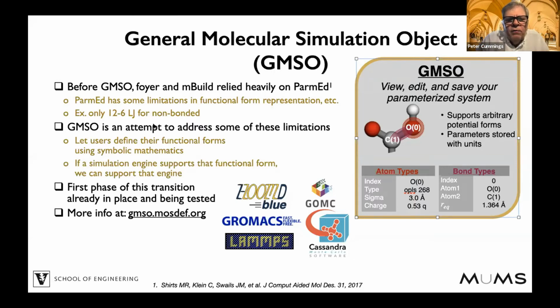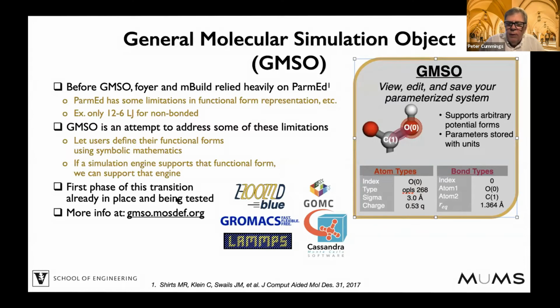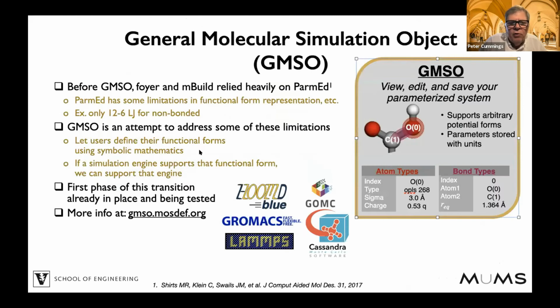You can define functional forms using symbolic mathematics, and if a simulation engine supports it, it can be written to from GMSO. GMSO is under active development at the moment, and we're working with these simulation codes, HOOMD-blue, GOMC, GROMACS, and LAMMPS, to create writers from GMSO to those different simulation codes. And so you can learn more about that at gmso.mosdef.org.